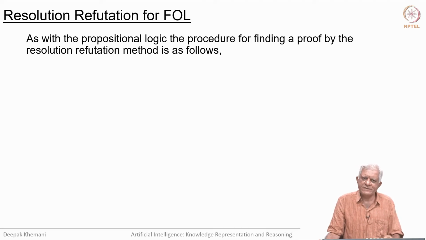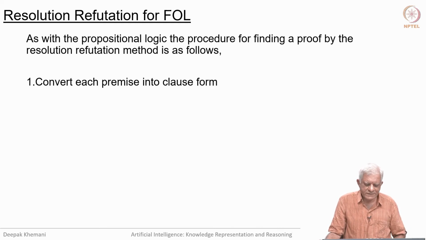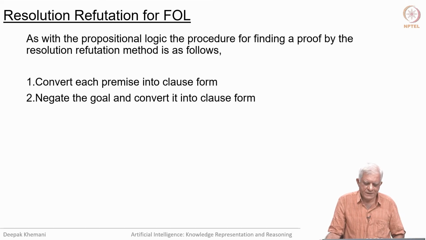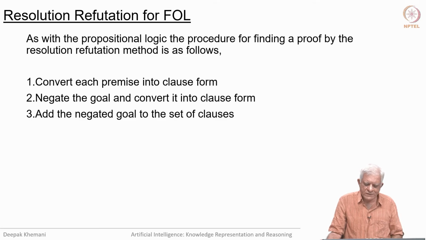Now, we are interested in finding proofs. So, as with propositional logic, the procedure for finding a proof is similar. Convert each premise into clause form, negate the goal and convert it into clause form. So, now it is a conjunction of clauses. Add the negated goal to the set of clauses.